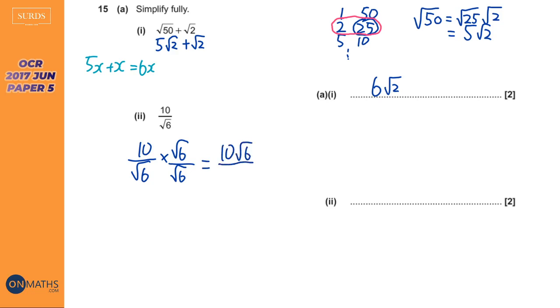Now one of the rules of surds is when you times a surd by itself, you just get rid of the square root. And the reason for that is root 6 times root 6 becomes root 36, and root 36 is just 6. Bit of cancelling here, we can divide top and bottom by 2. And so we can write that as 5 root 6 over 3.